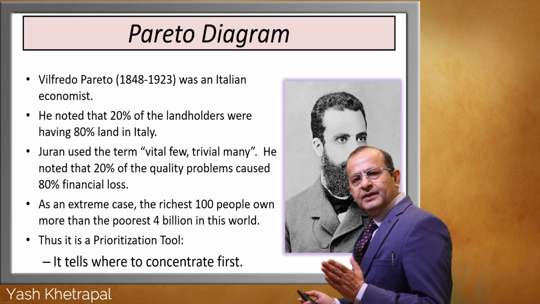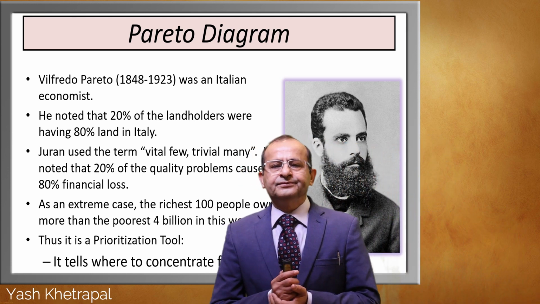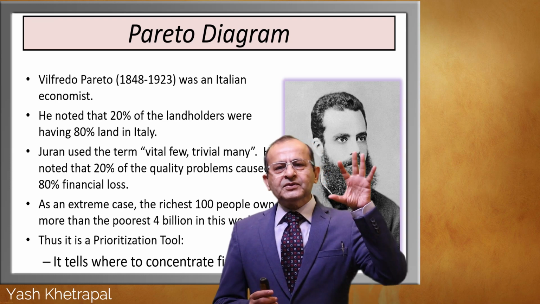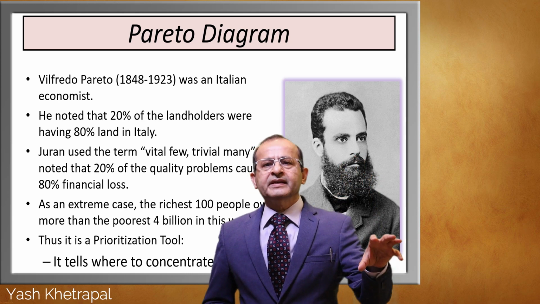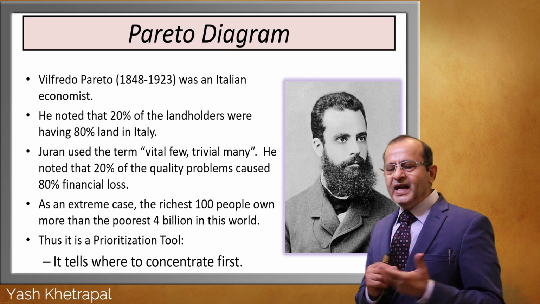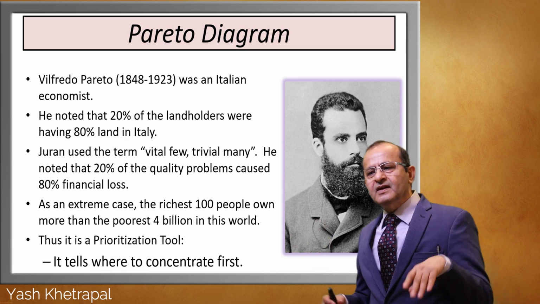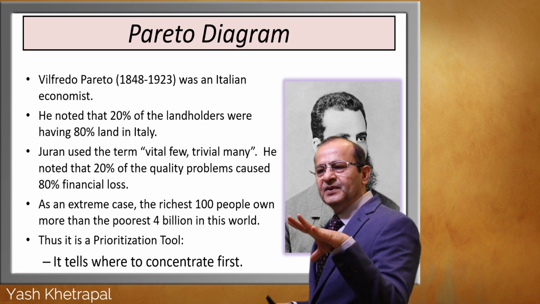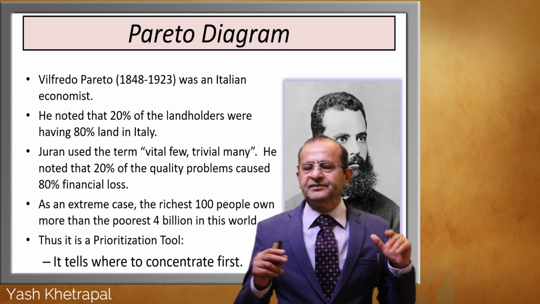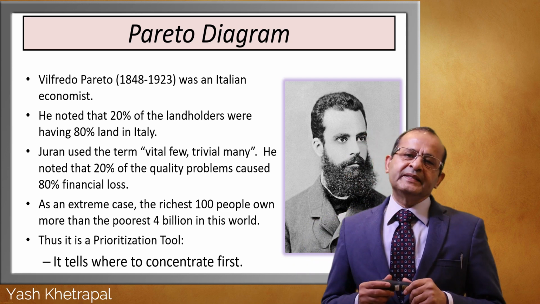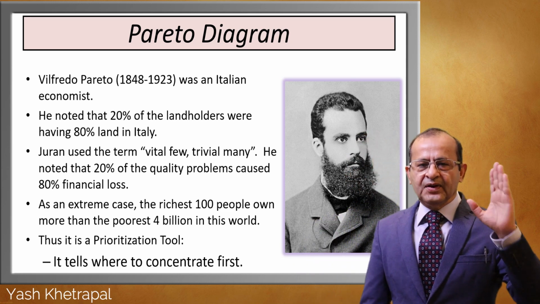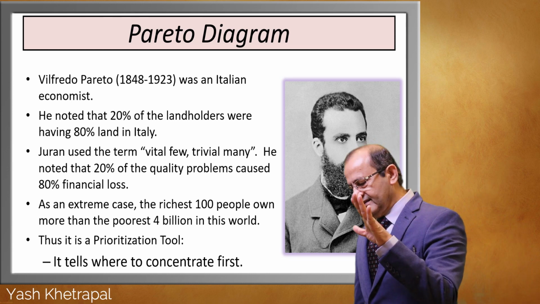Juran later took this idea, and Juran found that because of 20% of causes, 80% of material gets rejected. There is an imbalance. Fine. This imbalance is everywhere in the world. The richest 100 people own more assets than the poorest 4 billion. It's everywhere. But please remember, this 80-20 relationship will not be there in each and every chart.